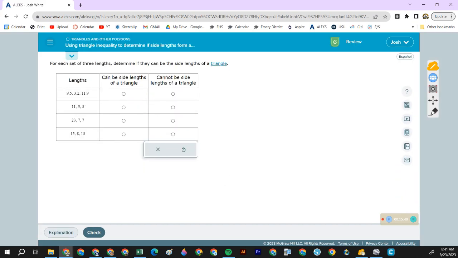All right, so here we have a bunch of side lengths. Yes, it can be a triangle. No, it can't be a triangle. So the first one, 9.5 plus 3.2, that would be 12.7. Yes. The next one, 11, 5, and 3. No. 5 plus 3 is only 8. It needs to be bigger than 11.